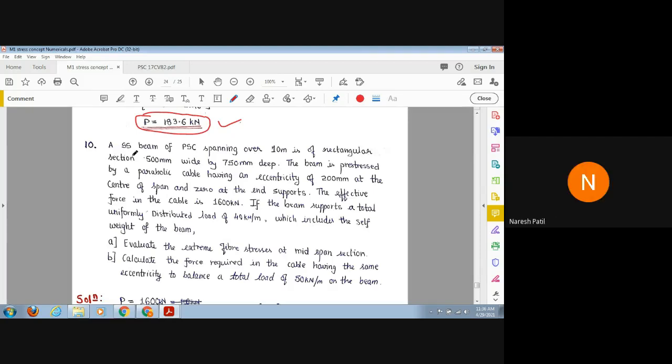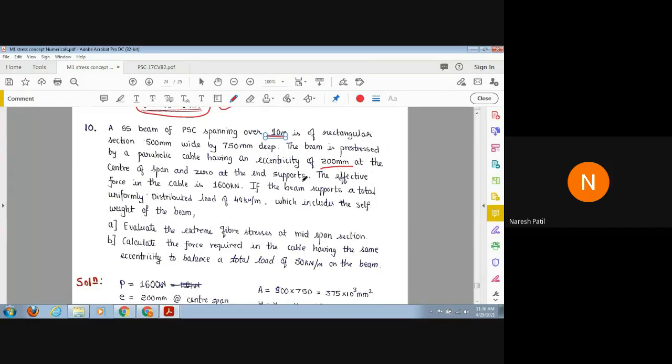Now we have next a simply supported PSC beam spanning over 10 meters with a rectangular section 500 mm wide by 750 mm deep. The beam is pre-stressed by a parabolic cable having an eccentricity of 200 mm at the center of span, so they have given the eccentricity directly, and 0 at the ends. The effective force in the cable is 1600 kilonewton.